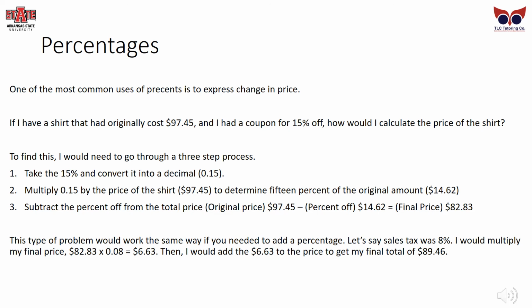Let's say sales tax was 8%. I would multiply my final price, $82.83, by 0.08, and I would find that the sales tax is $6.63. Then I would add this $6.63 to the price to get my final total of $89.46.